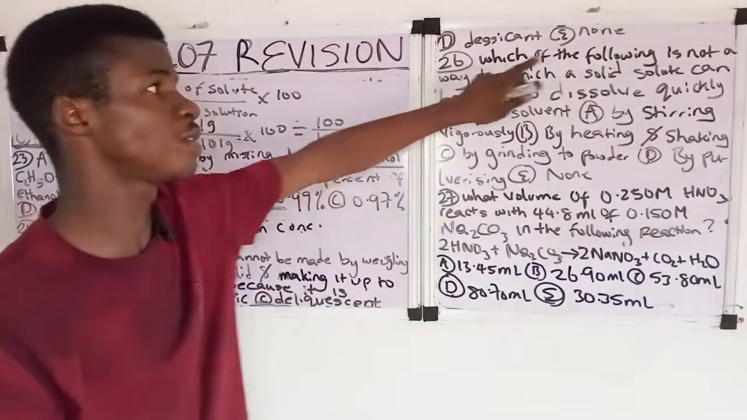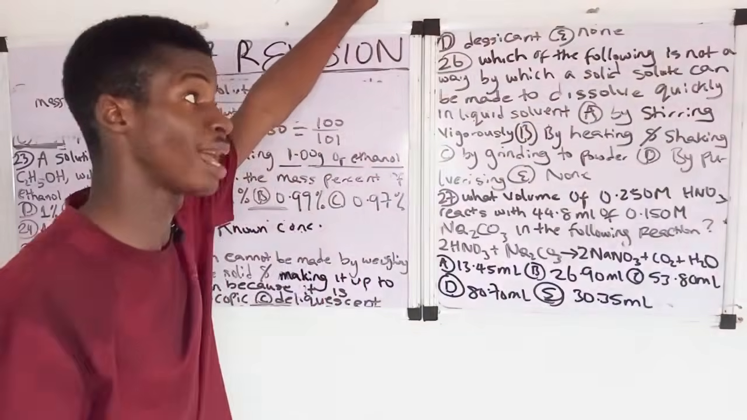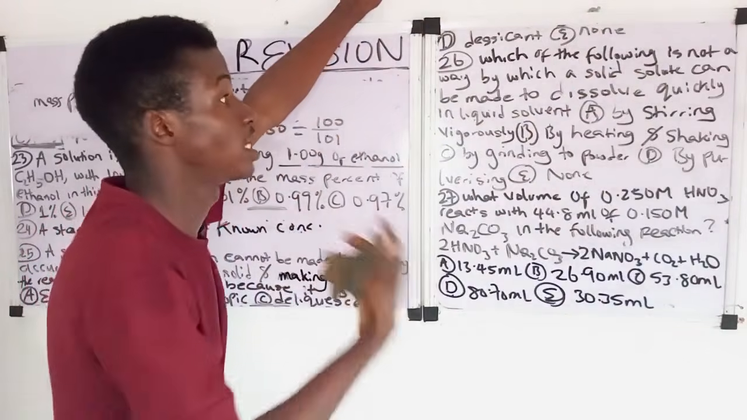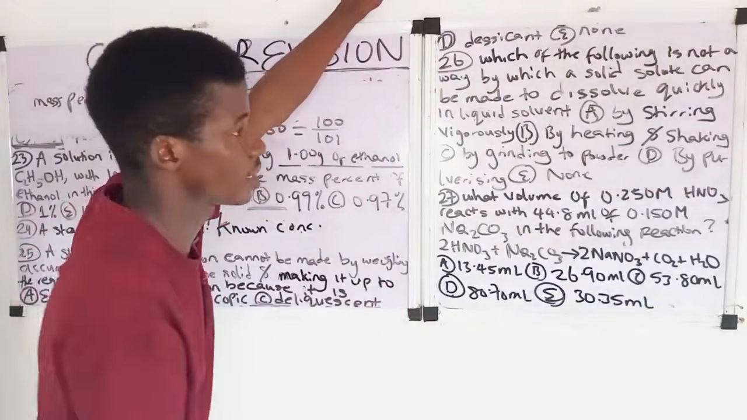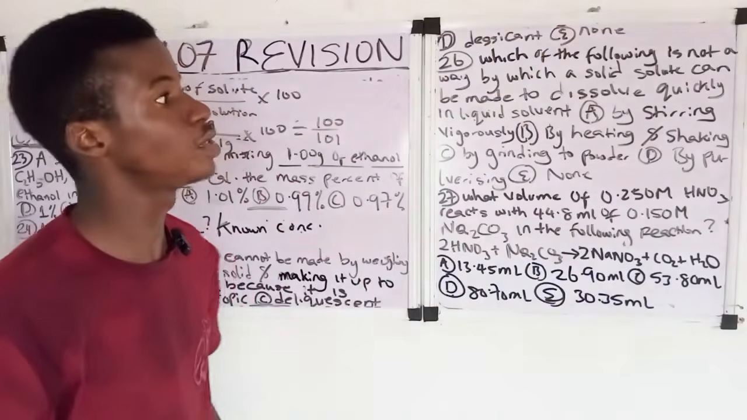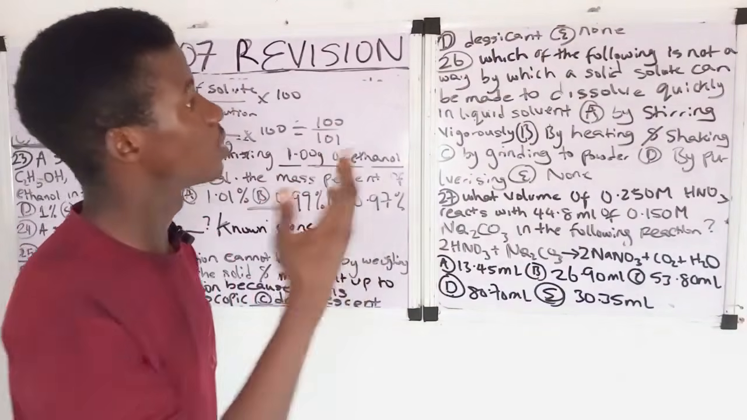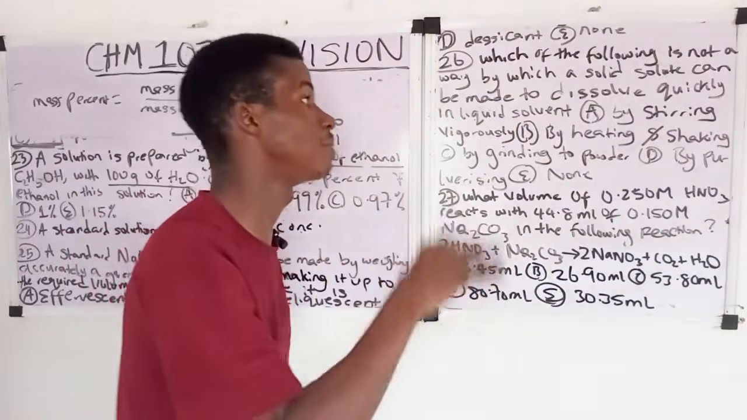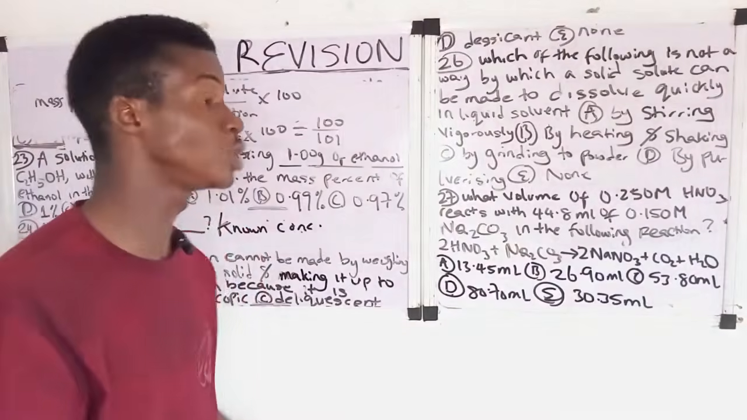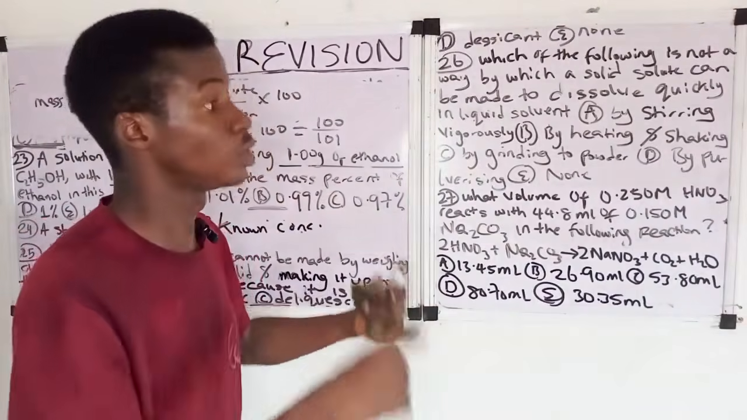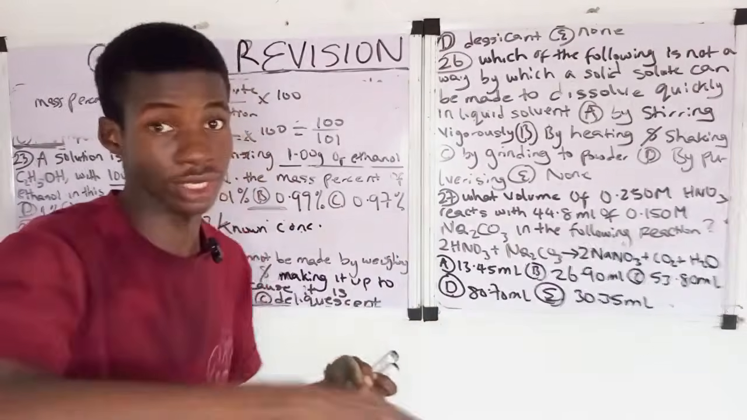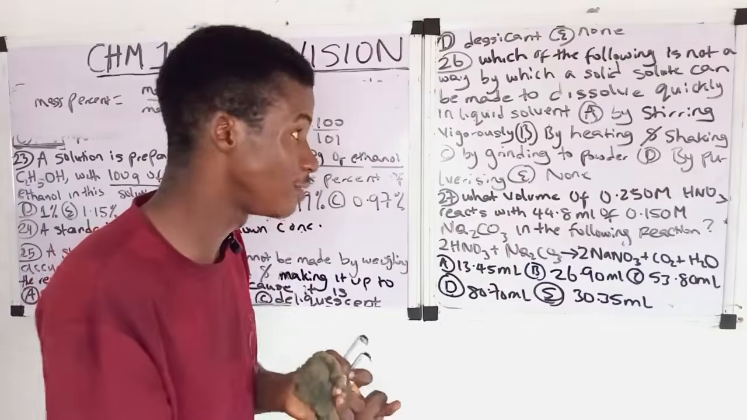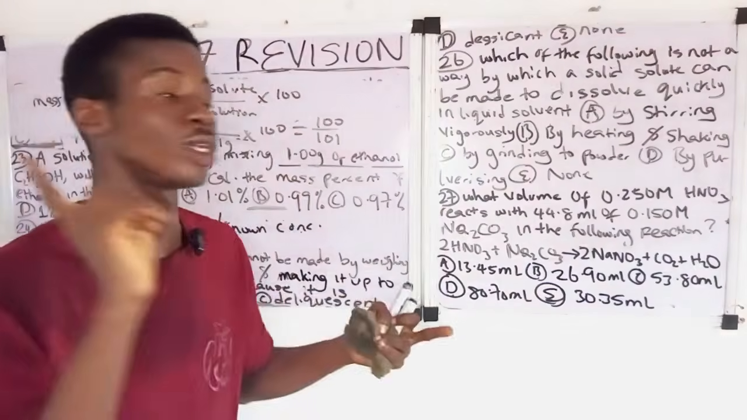Then question 26. Which of the following is not a way by which a solid solute can be made to dissolve quickly in a liquid solvent? Normally, to make a solid dissolve quickly in a liquid, you stir the solid vigorously, you heat the solid, or grind the solid into powdery form. Yes, if you grind the solid into powdery form, it will dissolve quickly.